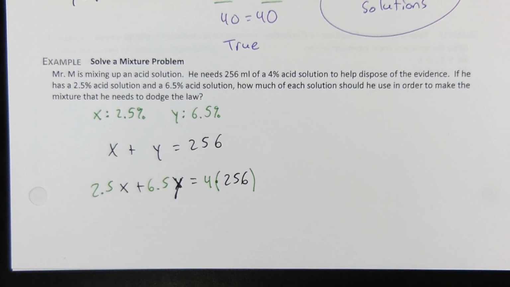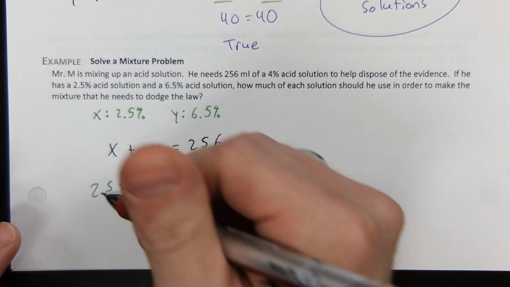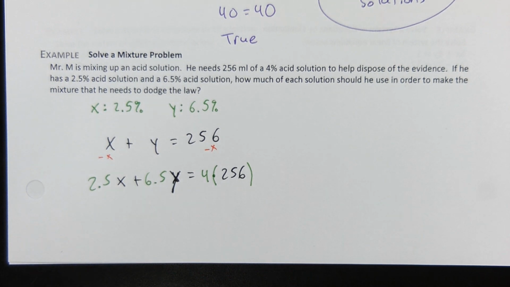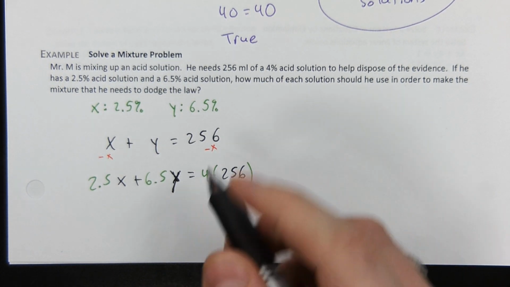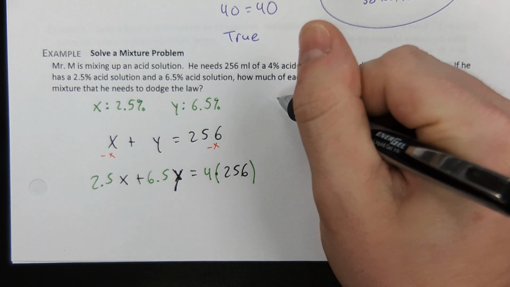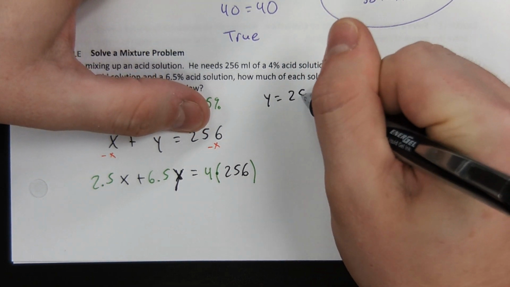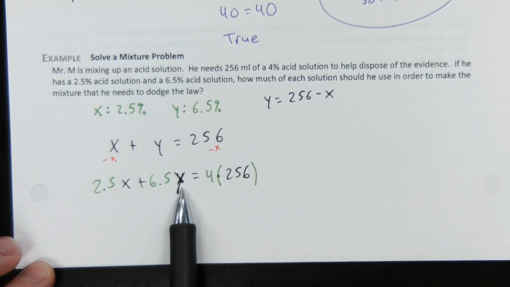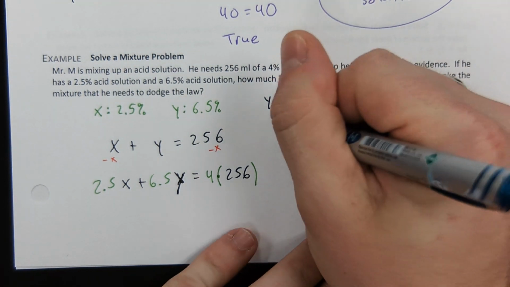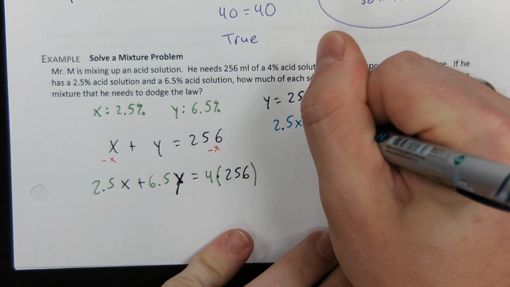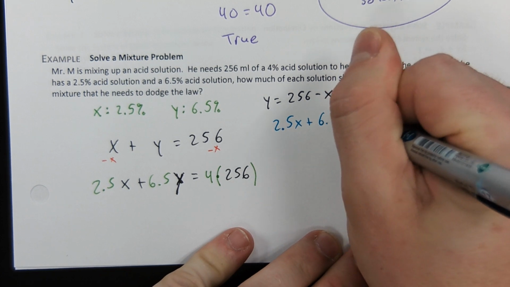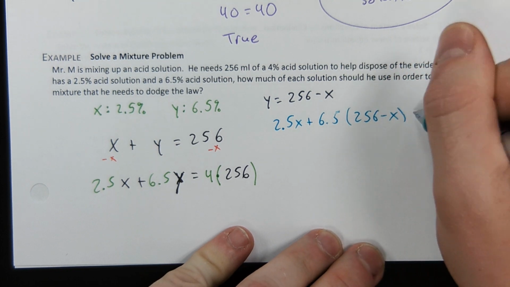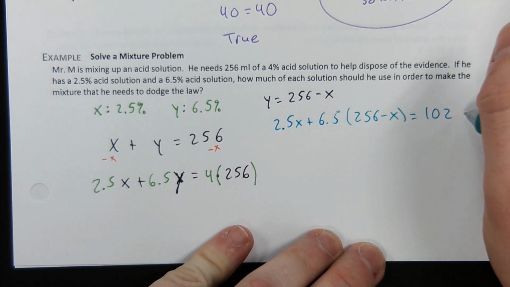I'm going to go ahead and get y by itself, just because why not? I'll just subtract an x from both sides right here. And what that's going to allow me to do is, instead of writing this y, I'm going to be able to write what it equals. It's going to tell me that y is 256 minus x. And I could take that expression and throw it right there. So 2.5x plus 6.5, and then what y equals, equals 1024, because that's what 4 times 256 is.